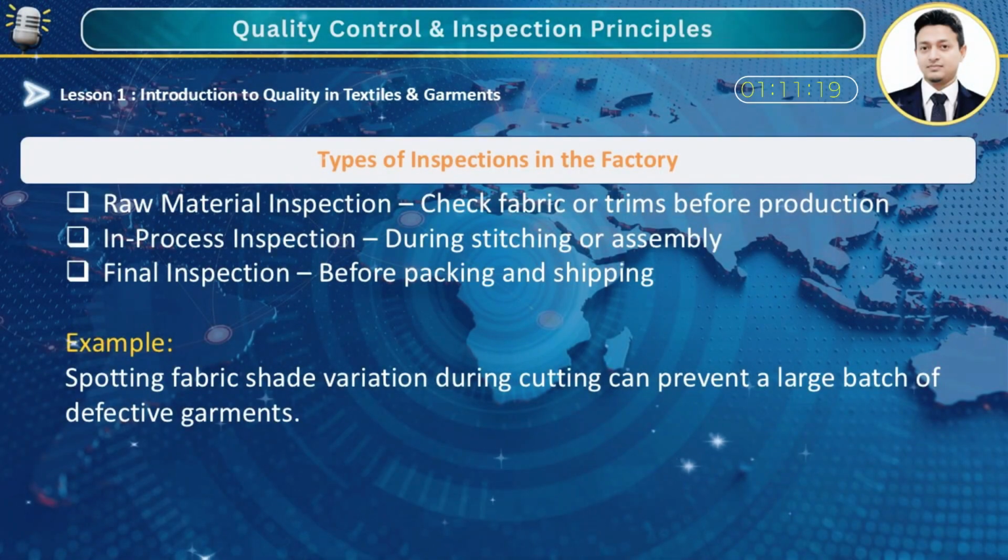There are three main types of inspections you should know. 1. Raw material inspection. This happens before production begins. You check the fabric, trims, and other inputs to make sure they meet requirements. 2. In-process inspection. These checks happen during production, like during stitching or printing, to catch problems early. 3. Final inspection. This happens after production is complete, just before packing and shipping.